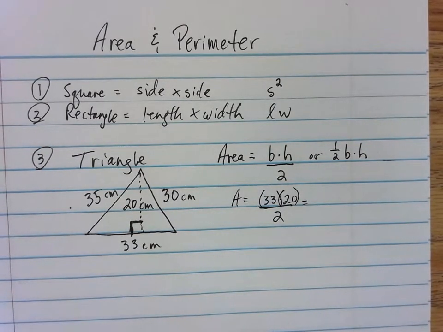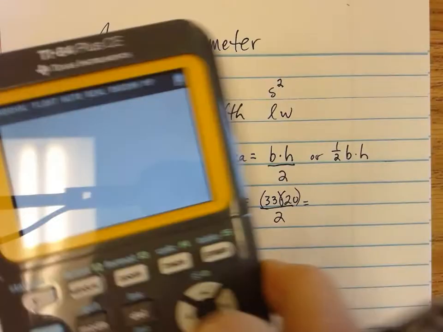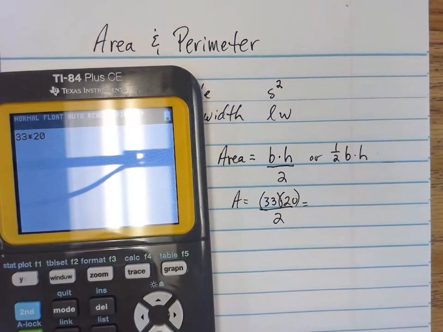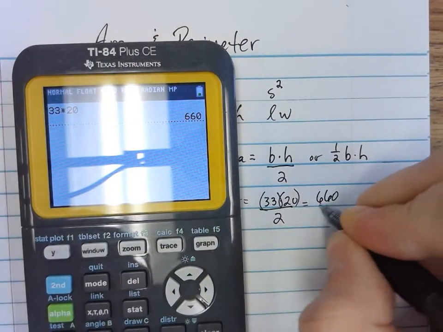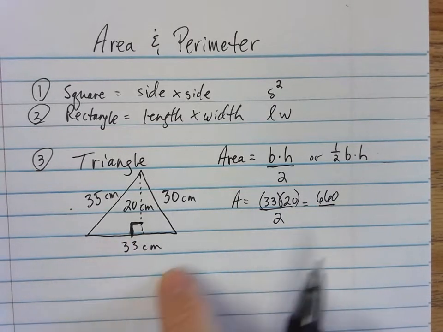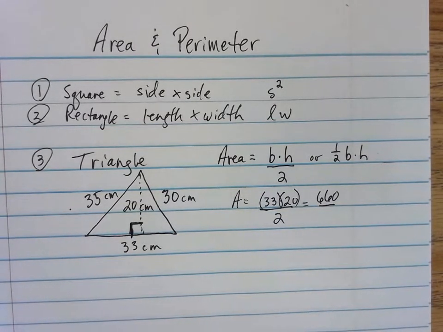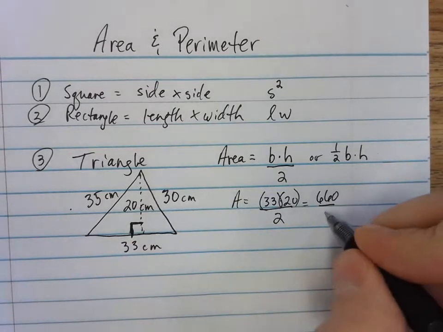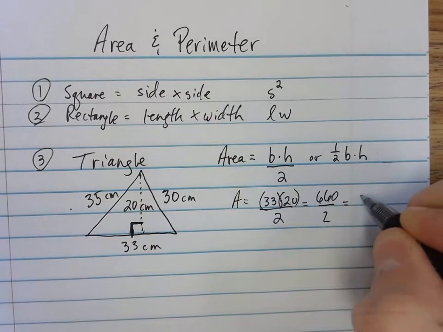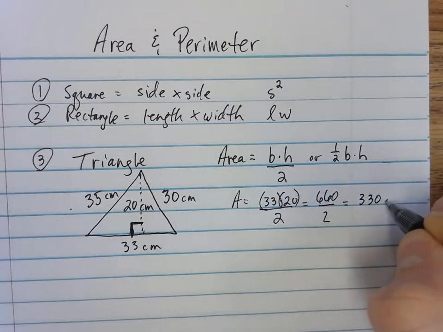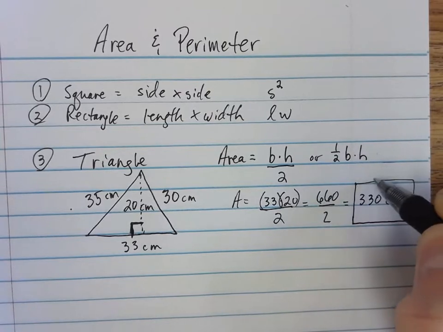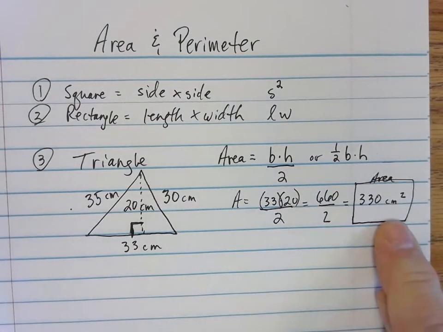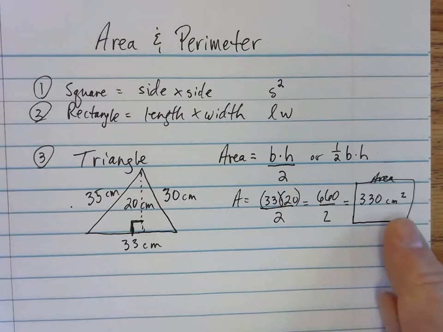So if you need to do that on your calculator, if you need to do 33 times 20, go ahead and take that out there. Okay, 33 times 20, and that is 660. But then, of course, it is half of a rectangle, or half of a parallelogram, which we'll talk about here in a second. So we got to take and divide that by 2. And of course, 660 divided by 2 would be 330, and that would be centimeters squared for the area for that. Okay, so that would be the area answer. Remember, area is always going to be some unit squared, whether it's centimeters squared, feet squared, inches squared, whatever it might be. Okay, so that's the area.